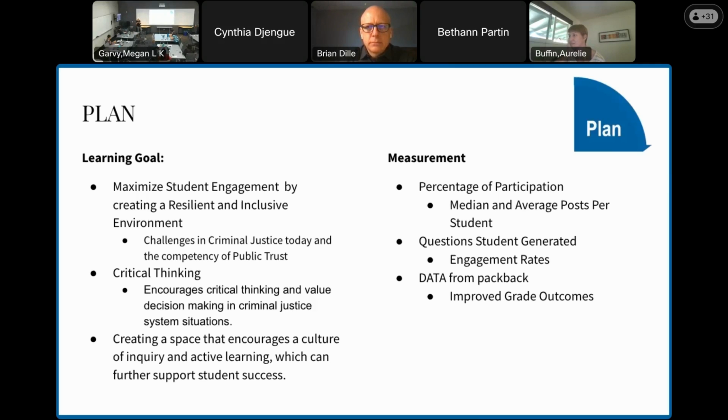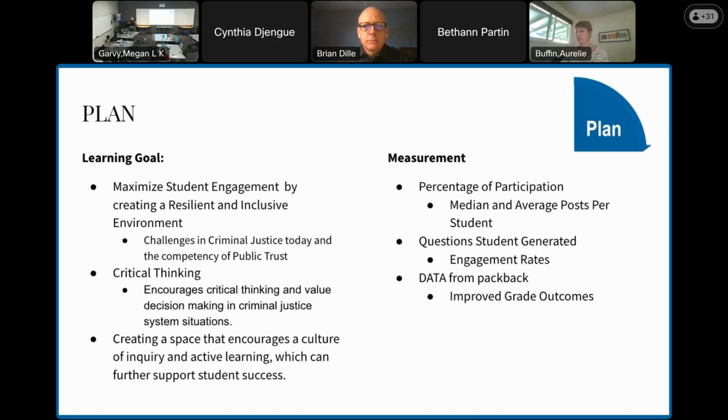And so my plan when deciding what kind of discussion board to use was to maximize student engagement, number one, as you had said. Also to create an inclusive environment, that your opinion matters to me. What you want to learn matters to me. What you already know and what you are going to bring to the table in the class is important to me. I also wanted to create critical thinkers.